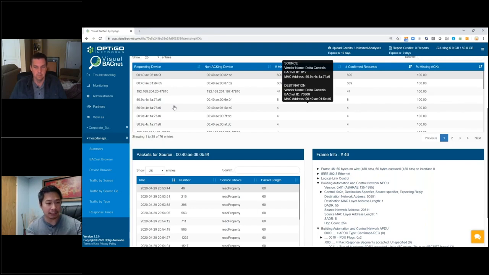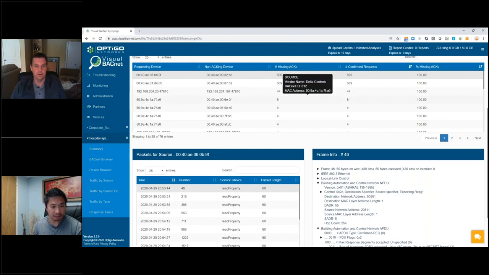So what this says is that for this machine here, the destination device, we did receive an I-Am from it. That's an interesting thing. Whereas in the very first row, you could see the source, but you didn't see the destination information, which is very consistent with what we're seeing here, because we weren't able to gather additional information on the destination machine. Just little tricks in Visual BACnet.